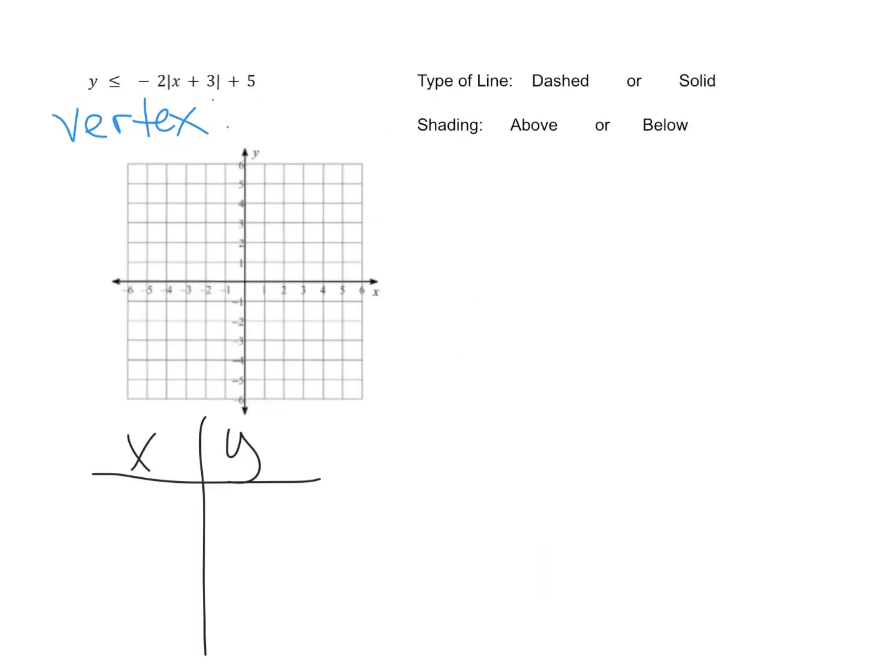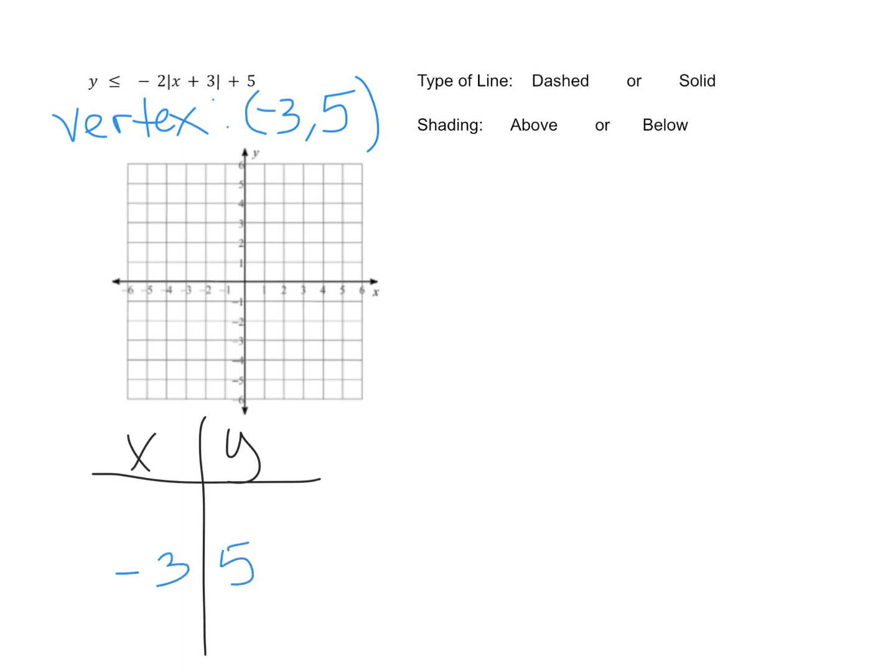Now let's look at another example together. I have the inequality y is less than or equal to negative 2 times the absolute value of the quantity of x plus 3, plus 5. Inside the absolute value symbol, I see x plus 3. Since my vertex is supposed to be x minus h, and I see addition, it means I was subtracting a negative, so my h value is negative 3. My k value on the end is 5, so my vertex is the point negative 3, 5.